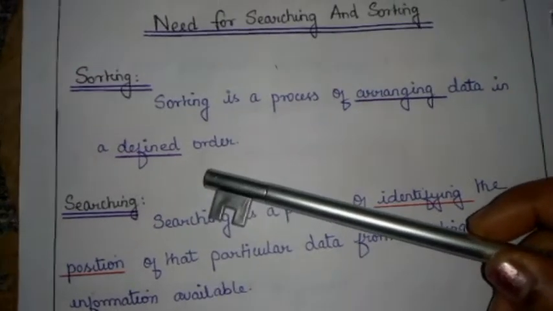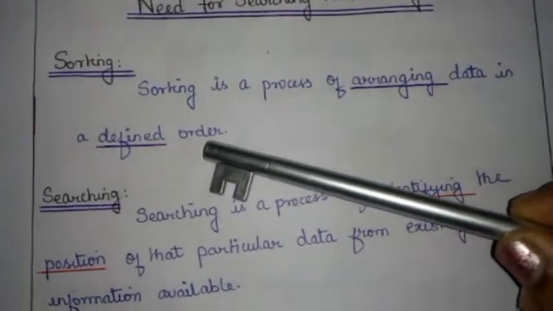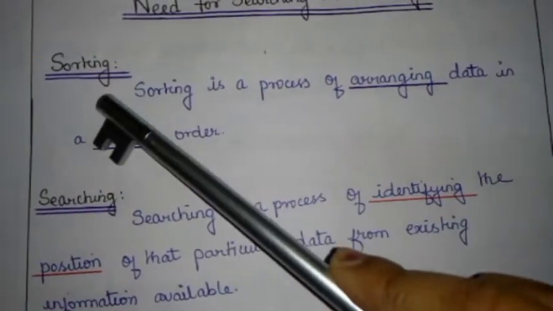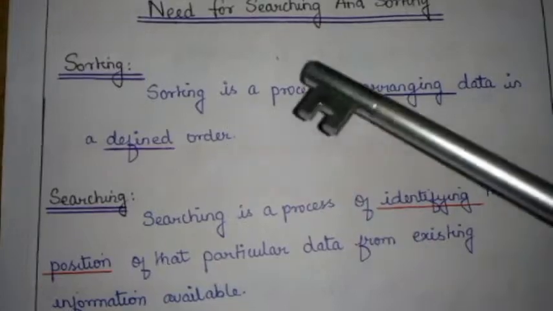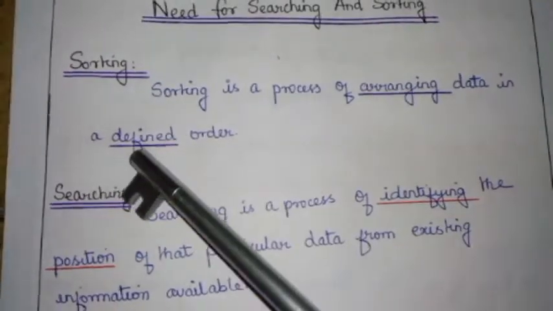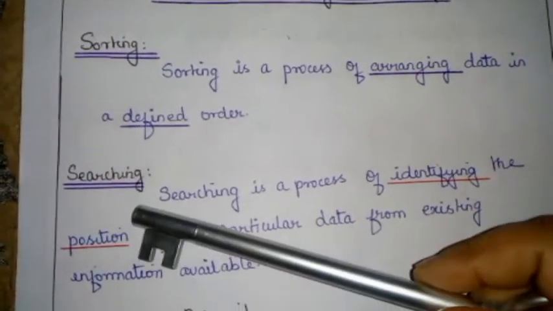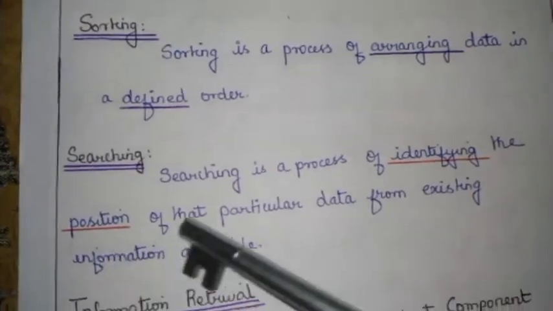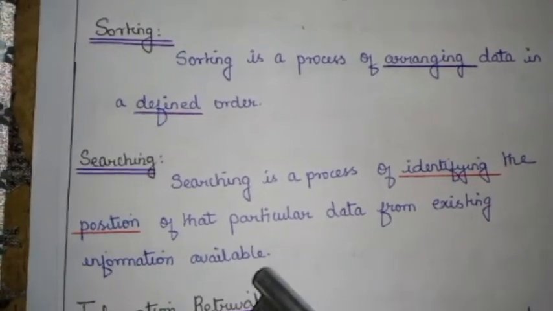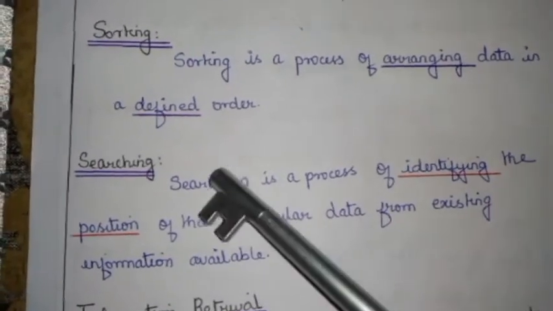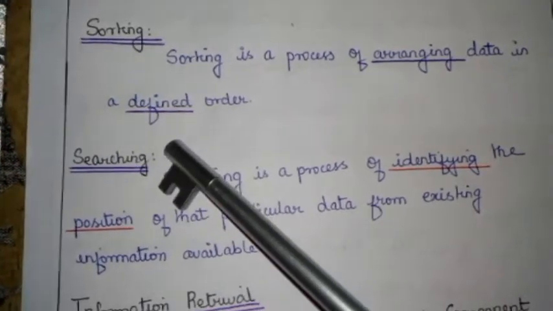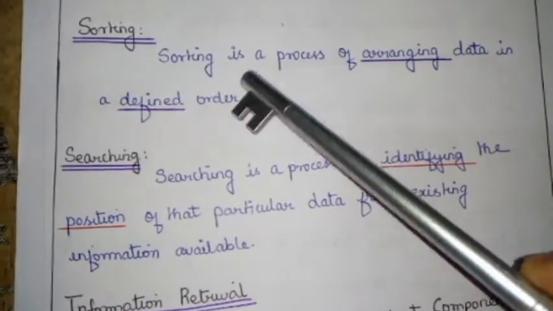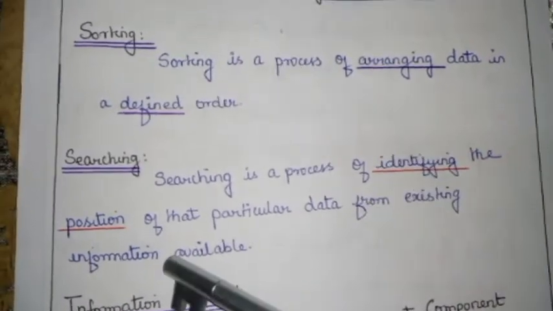So, what do you mean by the term sorting? Sorting is a process of arranging data in a definite order. As the name tells, sorting is a process of arranging the data in some definite order. And what do you mean by the term searching? Searching is a process of identifying the position of the particular data from the existing information available. Finding the position of the data is nothing but searching, and sorting is the concept of arranging the data. So first of all, you should know the meaning and the difference between searching and sorting.